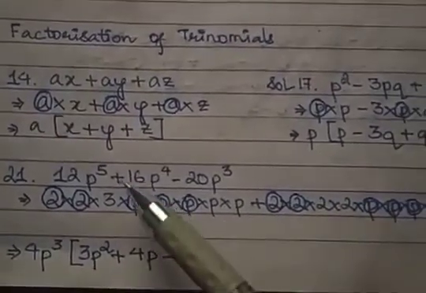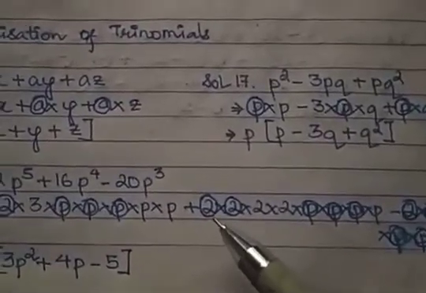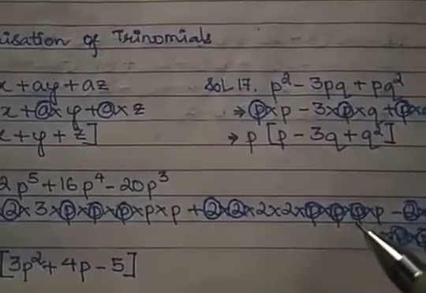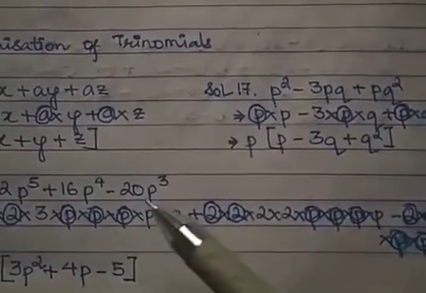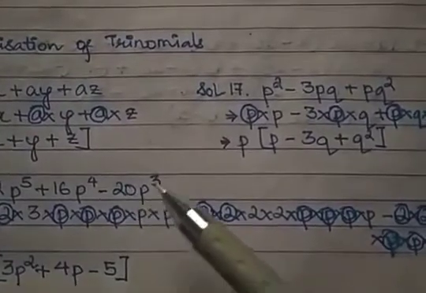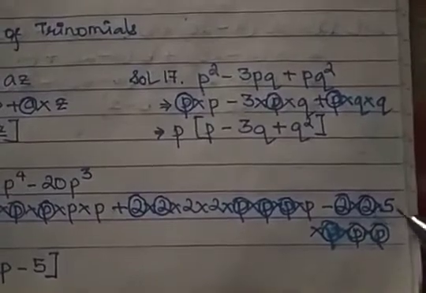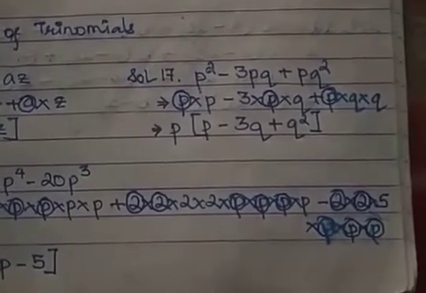Plus again 16, for the constant term 16 also I have expressed it in terms of its factors. See, prime factors 2 into 2 into 2 into 2. P to the power 4 means there will be 4 p's, so p into p into p into p. And finally comes the third term, that is 20p cube. For 20p cube also I have expressed it in terms of its factors, that is 2 into 2 into 5, and for p cube I can write p 3 times, so p into p into p.